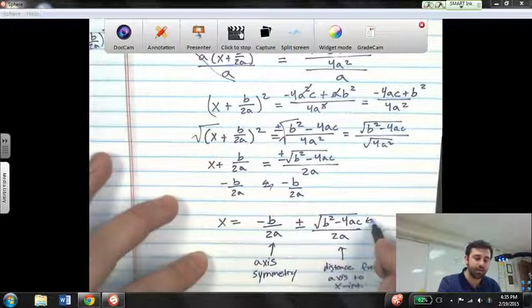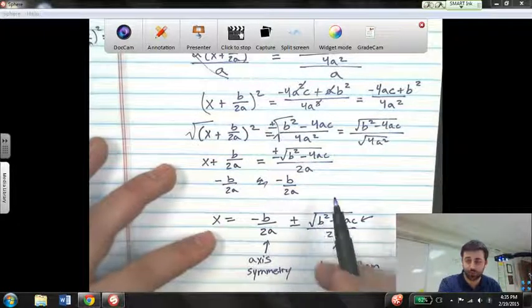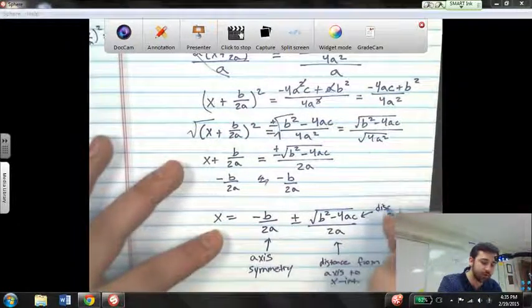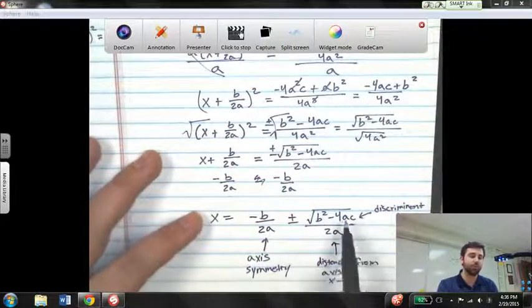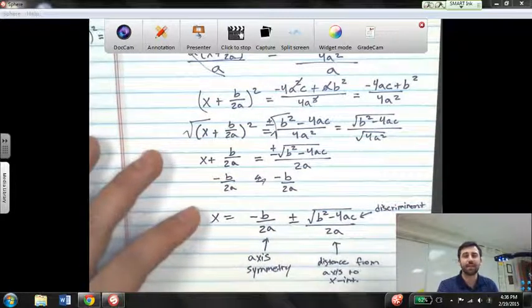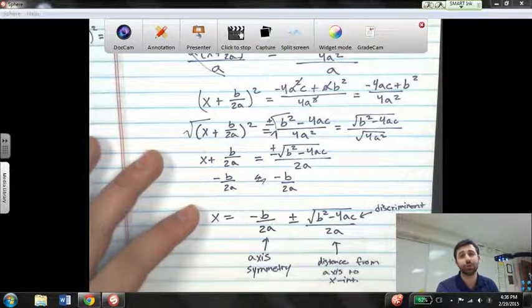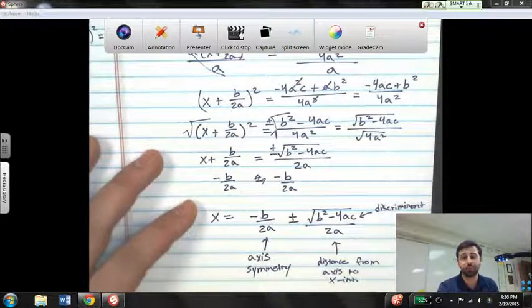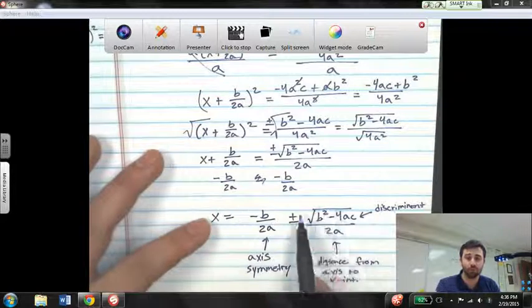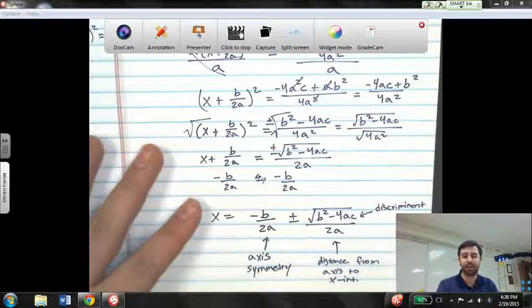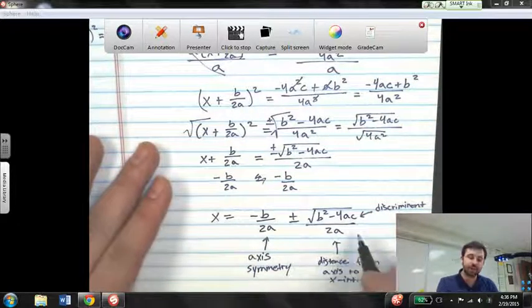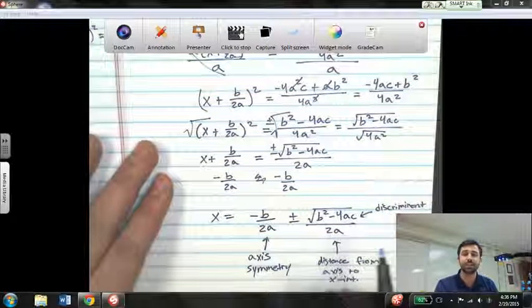And then the radicand, or what's under the square root, is called our discriminant. In a previous course, you learned that the discriminant can tell you the nature of your roots, so whether you have one real double root, two real roots, or two imaginary roots. This whole piece, the discriminant along with this divided by 2a, tells us the distance from the axis of symmetry to the x-intercepts. This distance helps us to see why the nature of the roots actually occurs.